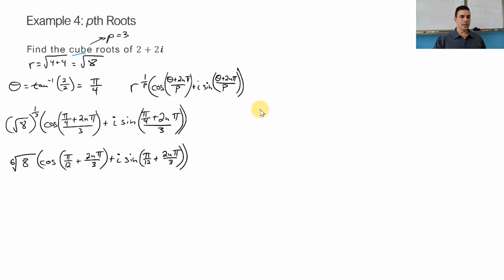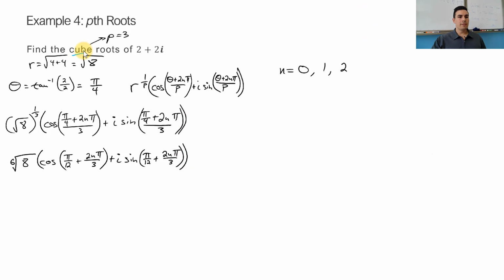And let's see, we can simplify this a bit, and we're going to just kind of break these up. So now I've got the 6th root of 8 times the cosine of pi over 12 plus 2n pi over 3 plus i sine of pi over 12 plus 2n pi over 3. And now we can just plug in our n values.